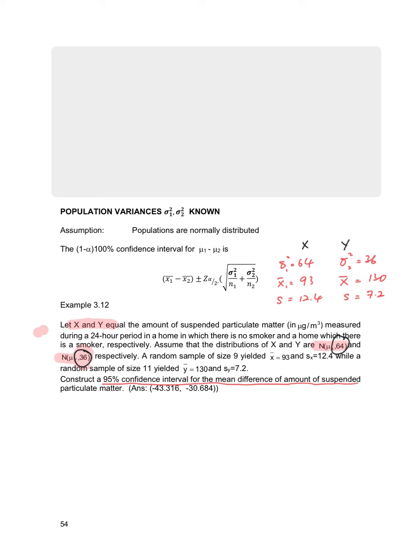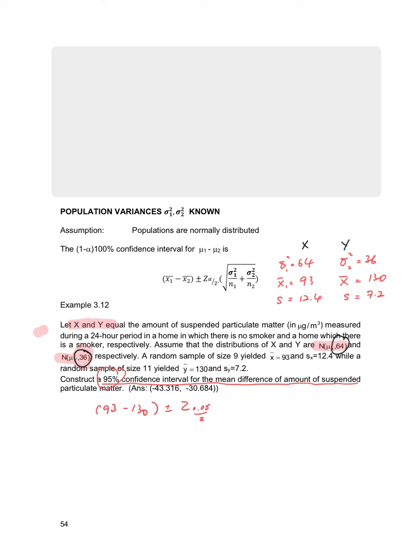So X bar 1 kita ada 93, X bar 2 130 plus minus Z alpha over 2. Okay, so how to find the value of alpha? Okay, soalan kata construct a 95% confidence interval. So meaning that our alpha will be 100 minus 95, we have 5%. Okay, so meaning that 5% is 0.05. Okay, so meaning that alpha kita is 0.05 divided by 2.